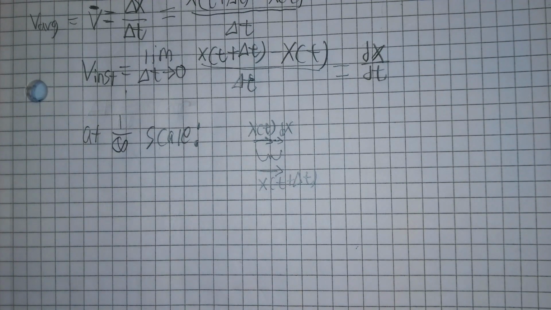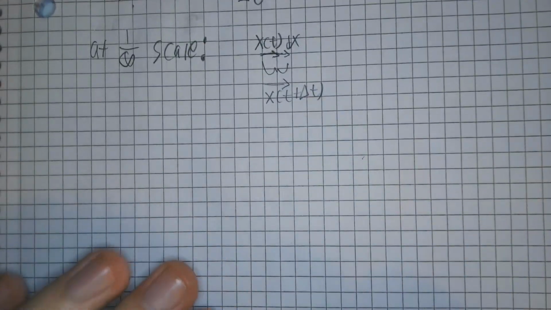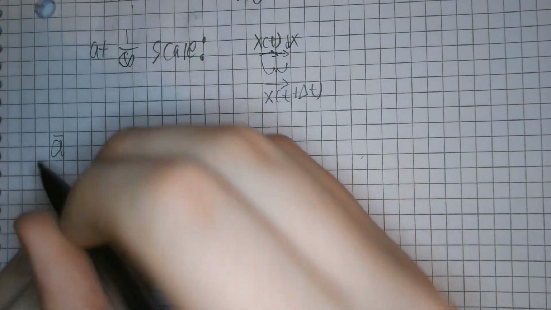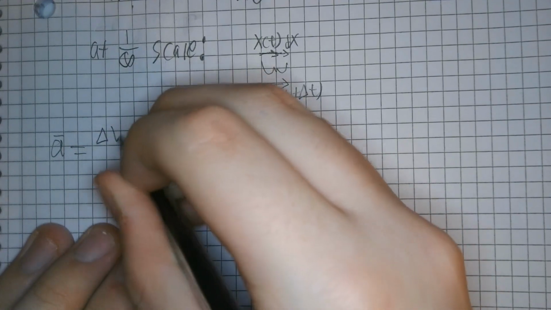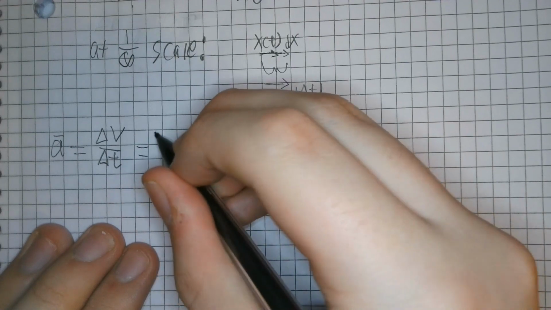Now, I want to move on from this, and we are going to do the exact same thing. Okay, I want to talk about acceleration. Well, the average acceleration is going to be equal to the change in velocity over the change in time, which we can write in the same way.